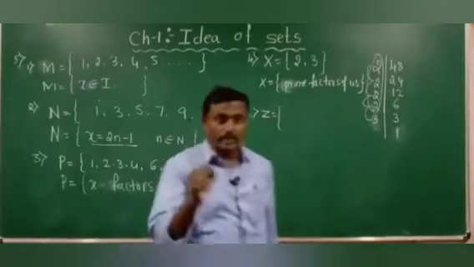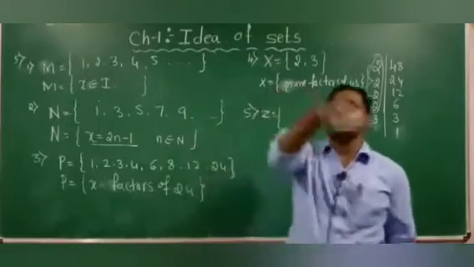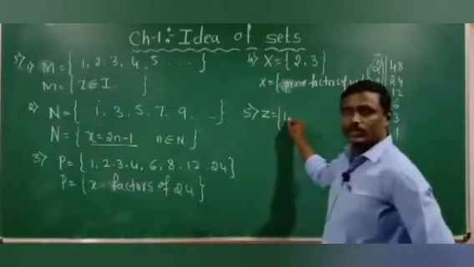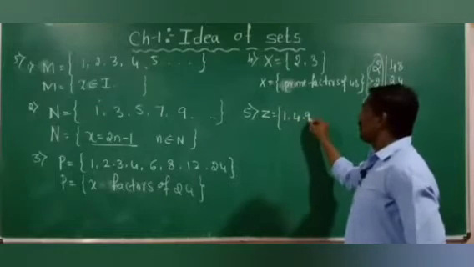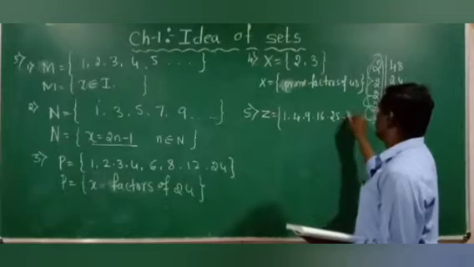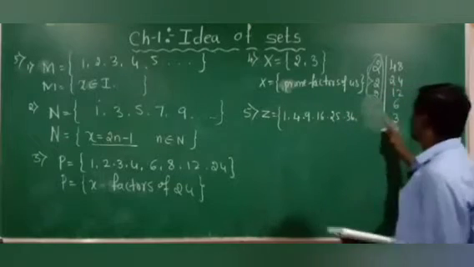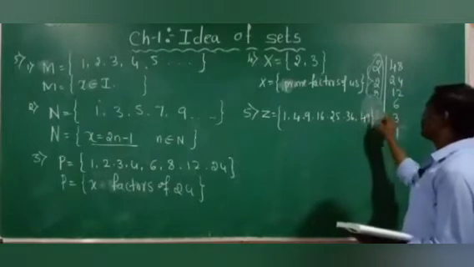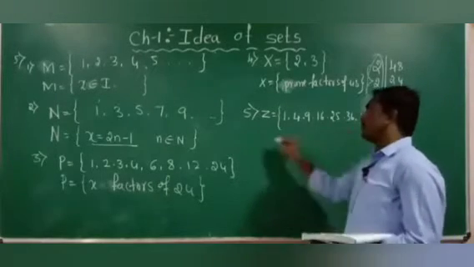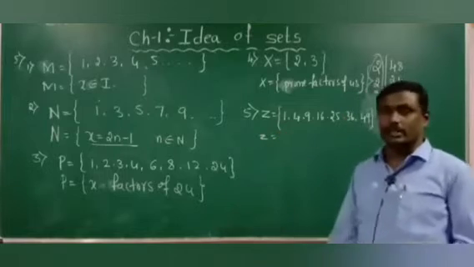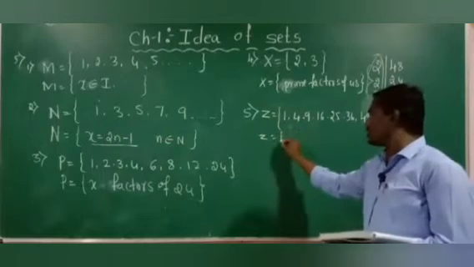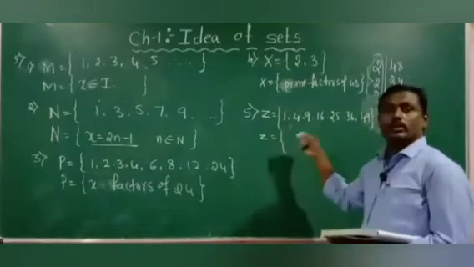Now you need to write the perfect square numbers which are less than 50. What are the perfect square numbers less than 50? 1 is a perfect square, right? 4, 9, next 16, 25, 36 and 49. So these all are the perfect square numbers which are less than 50. The given statement we are representing in roster method, the same statement we are now representing in rule method.